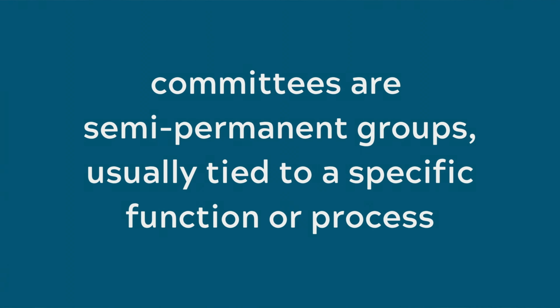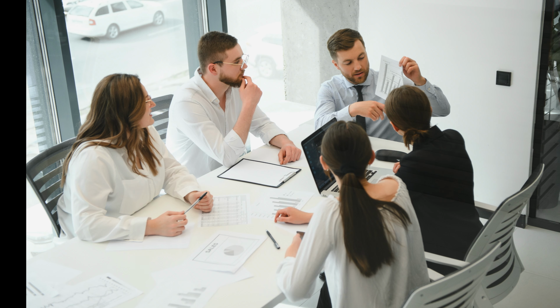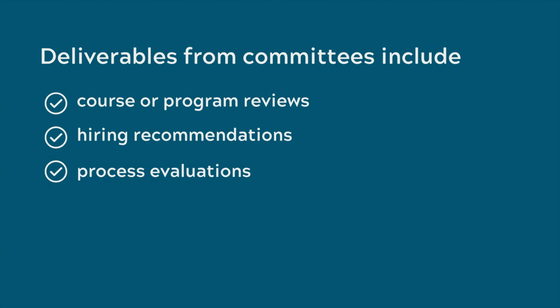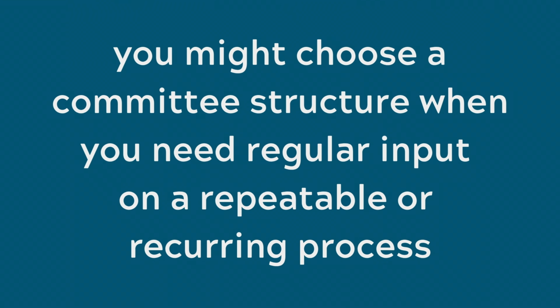Next up, committees. Committees are semi-permanent groups, usually tied to a specific function or process. They're more operational than councils, but still offer oversight and guidance. These might be curriculum committees, search committees, or accreditation committees. Common deliverables for committees could include course or program reviews, hiring recommendations, or process evaluations. Committees are typically ongoing, but members rotate in and out on a set schedule. They often meet regularly based on academic or operational cycles. You might choose a committee structure when you need regular input on a repeatable or recurring process.